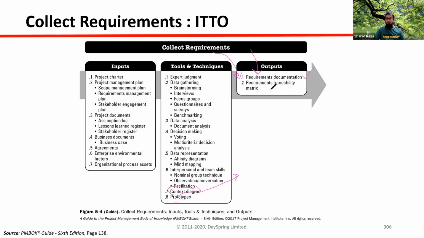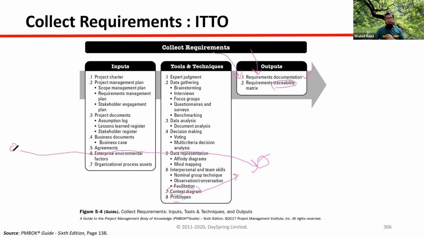Another output is the requirements traceability matrix. Traceability means where we have collected the requirement from, in which meeting, which document, from which stakeholder, and by which testing and acceptance criteria or other things. From requirements collection to requirement delivery, the whole life cycle of requirements we can trace in the requirements traceability matrix.